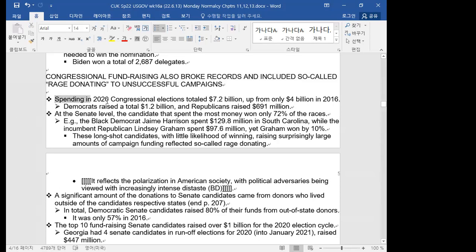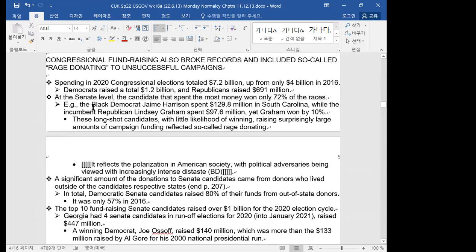So spending in 2020 congressional elections totaled $7.2 billion, up from only $4 billion in 2016. Democrats raised $1.2 billion and Republicans raised $691 million. At the Senate level, the candidate that spent the most money won only 72% of the races. So for example, Jamie Harrison, a black Democrat, challenged Lindsey Graham, the Republican senator from South Carolina, a big Trump ally. He spent almost $130 million in the South Carolina Senate election, while Lindsey Graham spent $97.6 million.